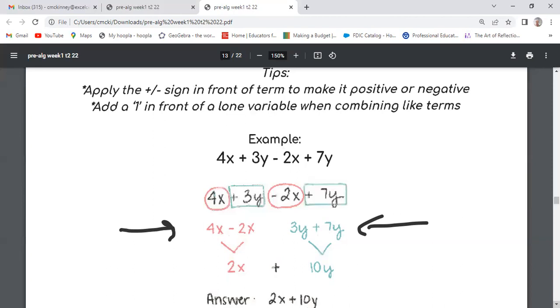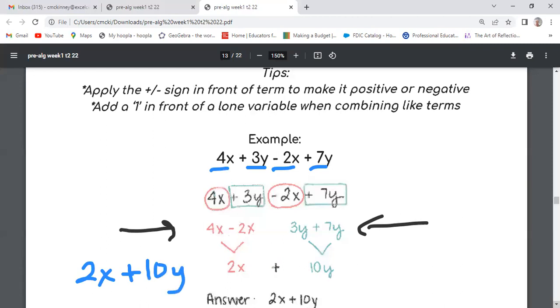So it's also okay, and as you get more accustomed to it, you may find yourself doing this. Just kind of looking at these two, and in your mind, 4x and negative 2x, 4 minus 2, that's 2x. And I would just go and write down 2x. And then I would go back to the problem, 3y and 7y. They're both positive, so I'm just going to add them together, is 10y.